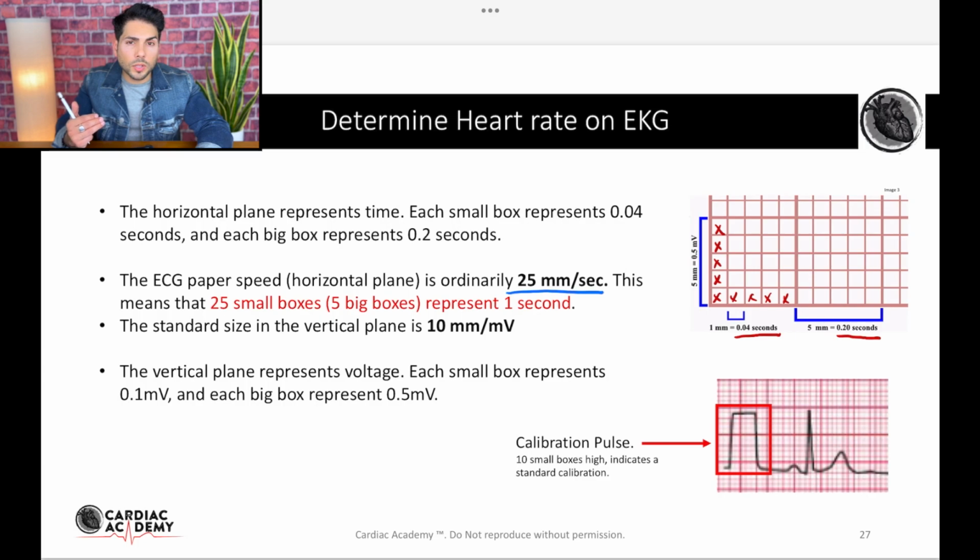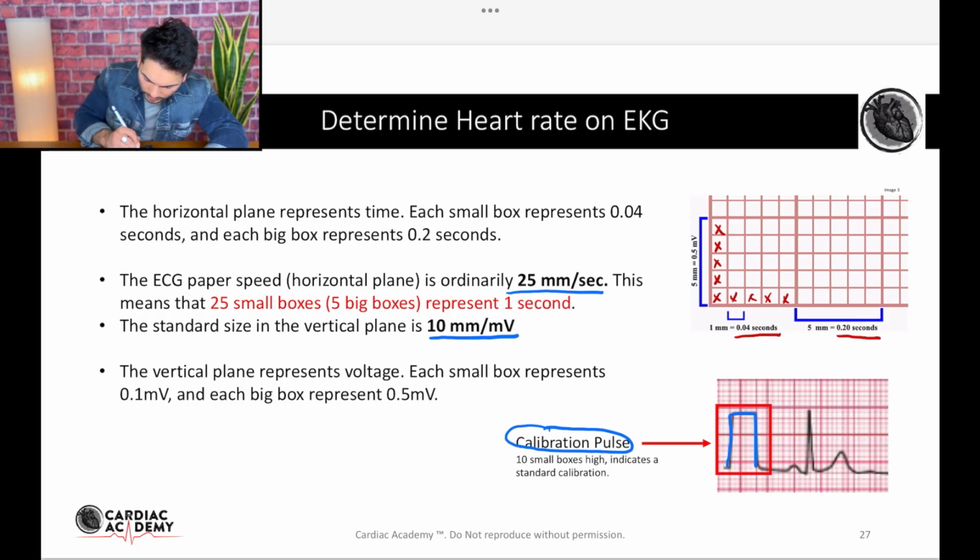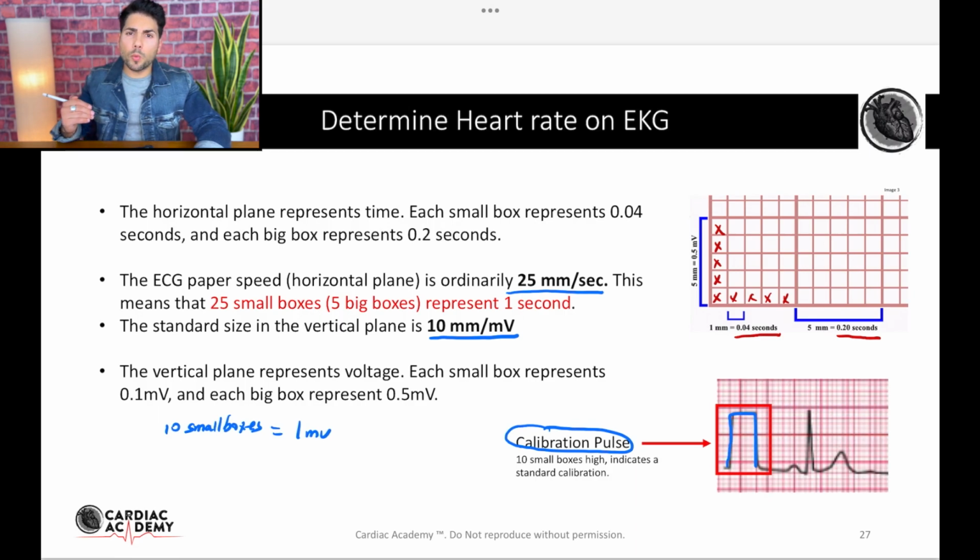Now in the vertical plane, we talk about the calibration pulse, okay? And the calibration pulse is this structure that you can see inside this red rectangle, and it gives us the standard size of the amplitude of the paper, okay? So by convention, it should be 10 millimeters, or 10 small boxes are gonna represent 1 millivolt, okay? So let's write that. So 10 small boxes equal 1 millivolt, okay? So whenever you're gonna read an EKG, you have to check both. Check the speed of the paper, make sure it's 25 millimeters per second, and that's usually stated at the bottom of the EKG paper. And then check the calibration pulse and make sure that it's 10 small boxes or 2 big boxes, which is the standard, okay?